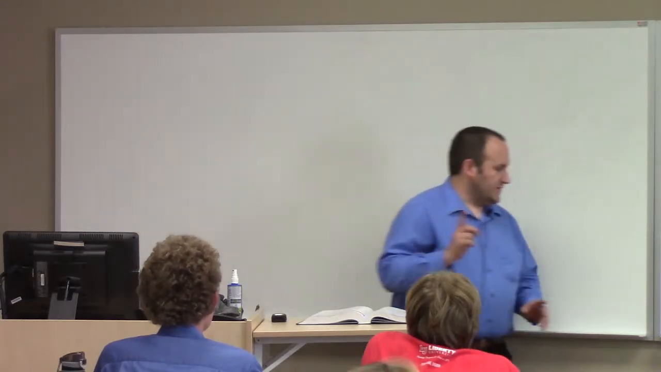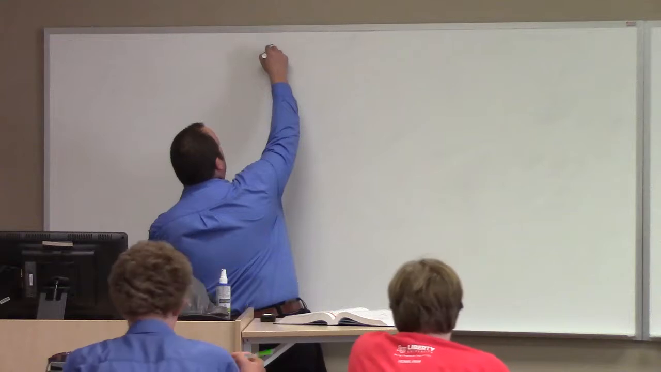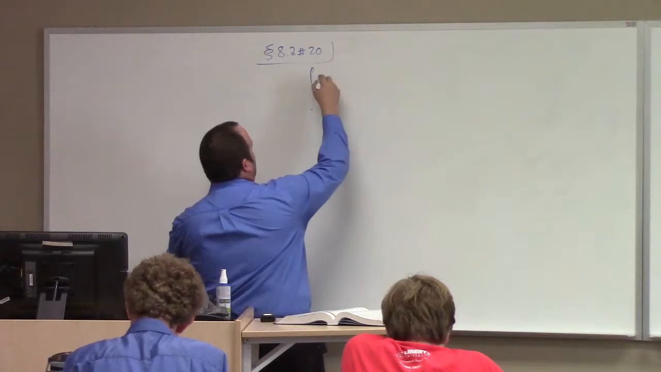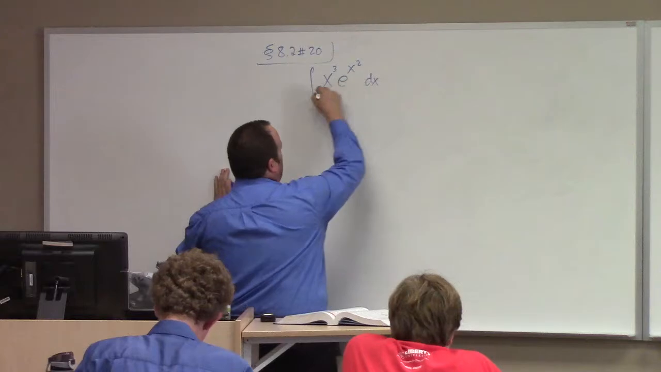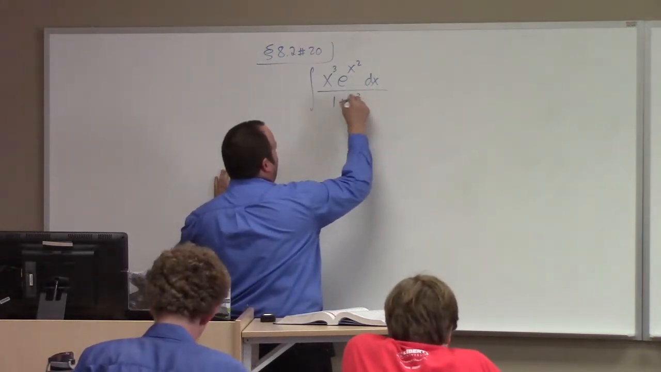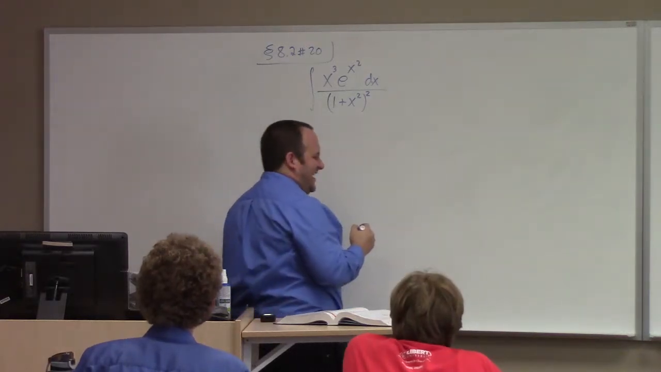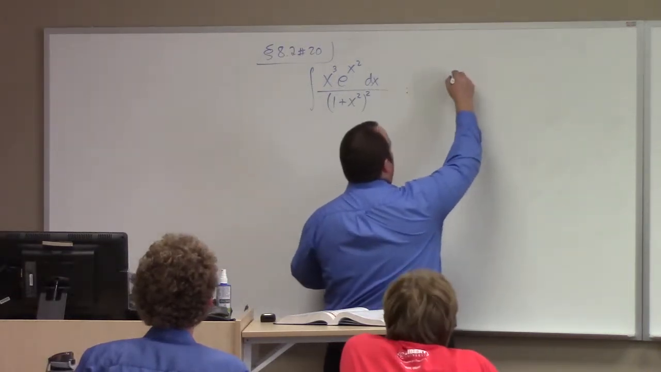So, let's see here. I told a couple of you that I'd do it. Let me give a hint before I forget, because this one's kind of dastardly. Number 20, section 8.2. Here you face the integral of x cubed e to the x squared dx over 1 plus x squared. I asked Dr. Majerick if he had seen this integral, and he said, oh, that integral.